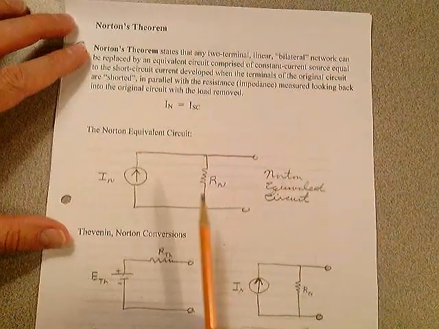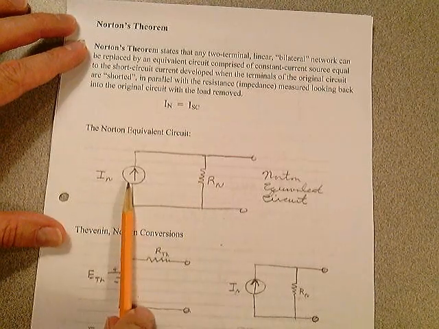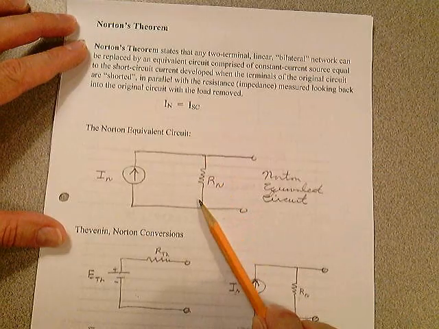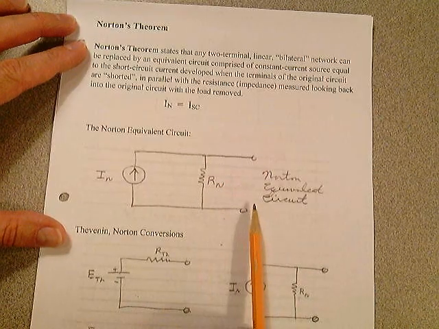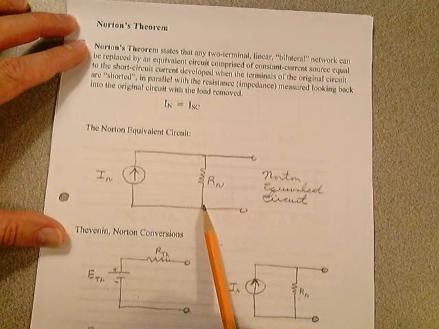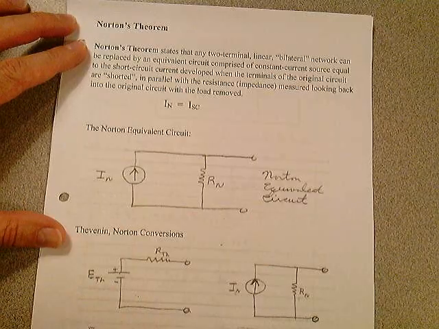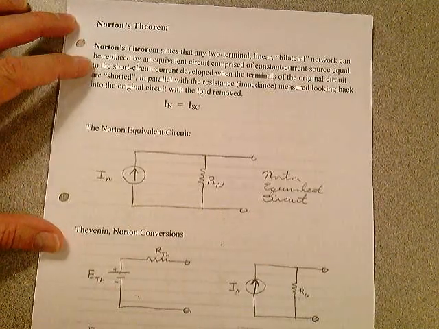Here's the equivalent circuit for a Norton equivalent. Notice it has the current source and it has a parallel resistor. This is the only form of the Norton equivalent circuit. The resistor isn't up here. The resistor is always in parallel, and you have a current source in parallel with the resistor.